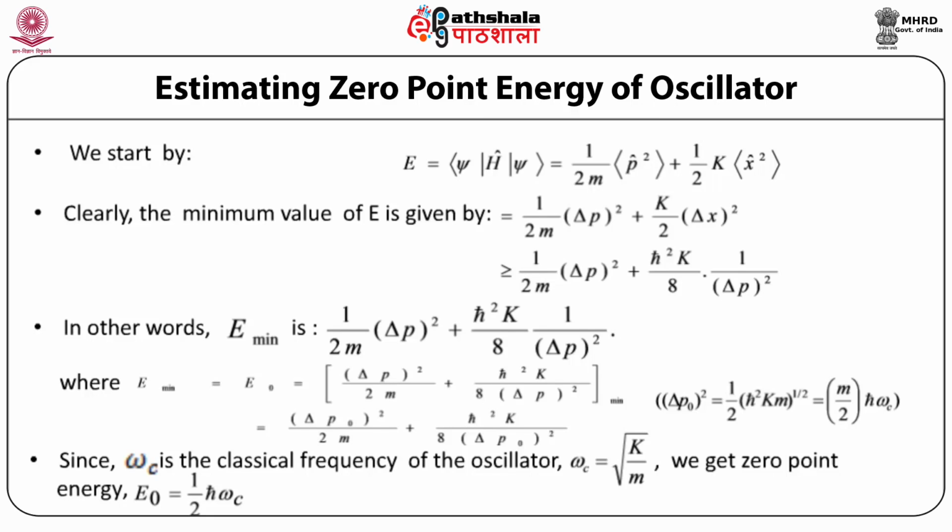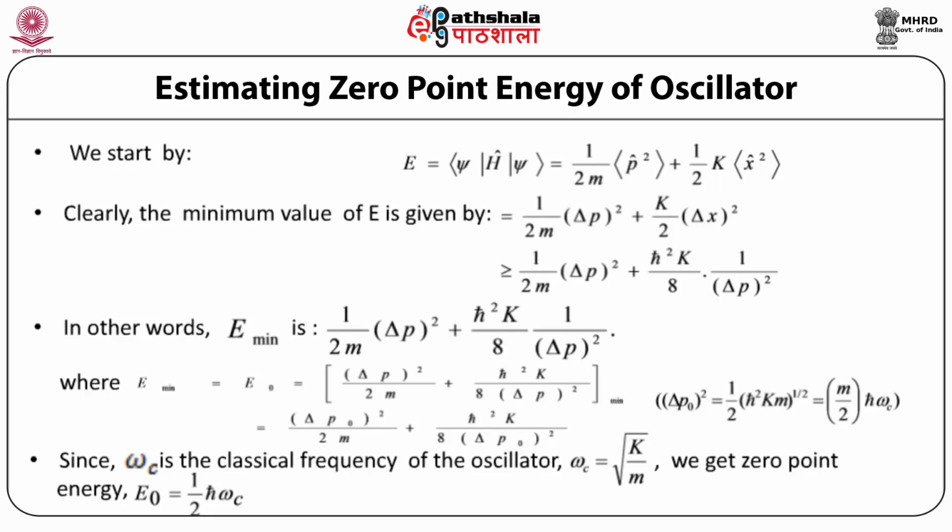Let us first consider the energy eigenvalue given by the expectation value of the Hamiltonian operator in the state psi, and this is equal to 1 upon 2m times the expectation value of the square of the momentum operator plus half k times the expectation value of the square of the position operator, where k gives the potential energy term, or k in this case represents the force constant.